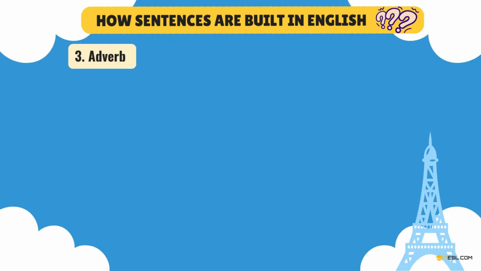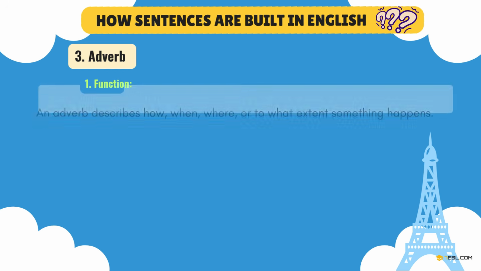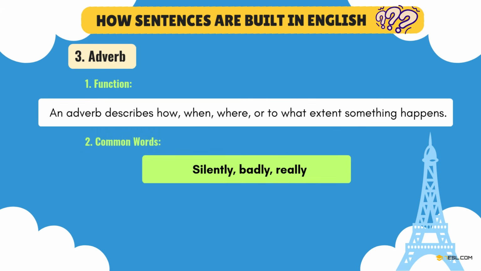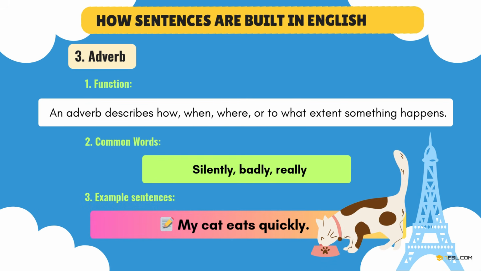3. Adverb. Function. An adverb describes how, when, where, or to what extent something happens. Common words. Silently, badly, really. Example sentences. My cat eats quickly.